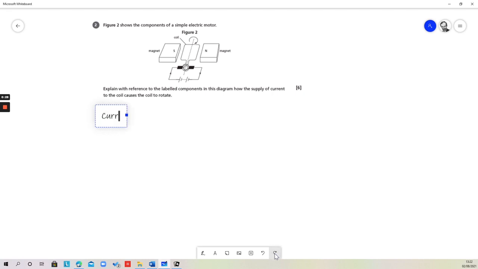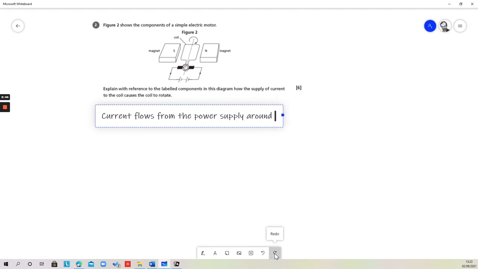And let's talk about the way in which the current is flowing. And obviously the current is supplied by the power supply. So let's start off by saying that current flows from the power supply and it flows around the coil of wire. Now, this is a very simple motor, so it's only got one coil, but let's talk about the way in which current is flowing along that. And let's be clear about the direction.